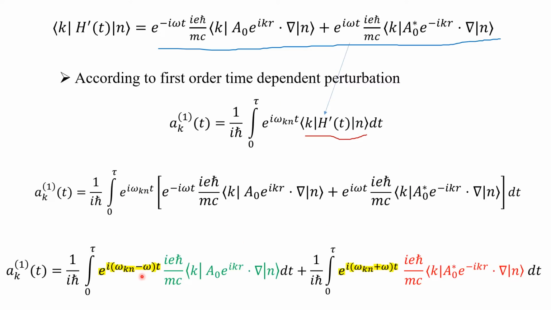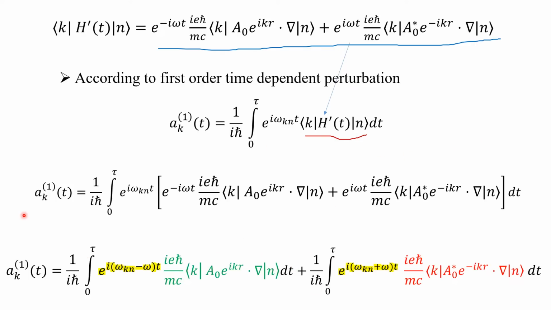Now you can rearrange and separate it into two integrals. So first integral, e power I omega kn minus omega t. So this will become e power, sorry, e power plus I omega kn minus omega t. I have multiplied this and this, and I kept this constant as it is and this product as it is. We are differentiating with respect to t. Same is the case for the second term.